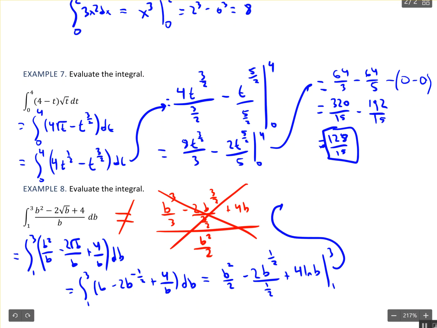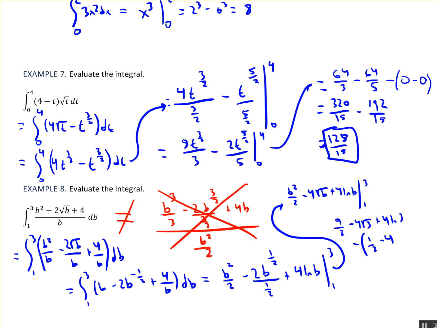All right, so b squared over 2 minus 4 square root of b plus 4 ln of b. It's not going to be a super nice answer. So I get 9 over 2 minus 4 square root of 3 plus 4 ln of 3, minus 1/2 minus 4, because square root of 1 is just 1, plus 4 ln of 1. Well, ln of 1 is just 0 as well, so 0.